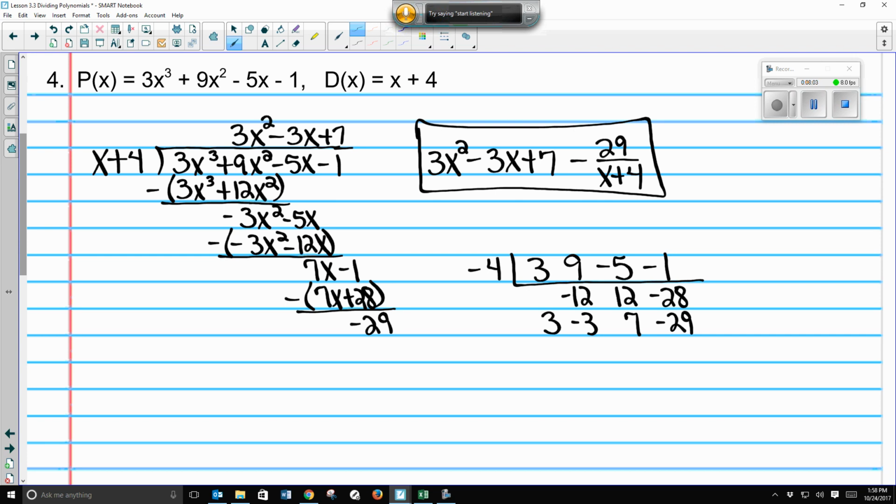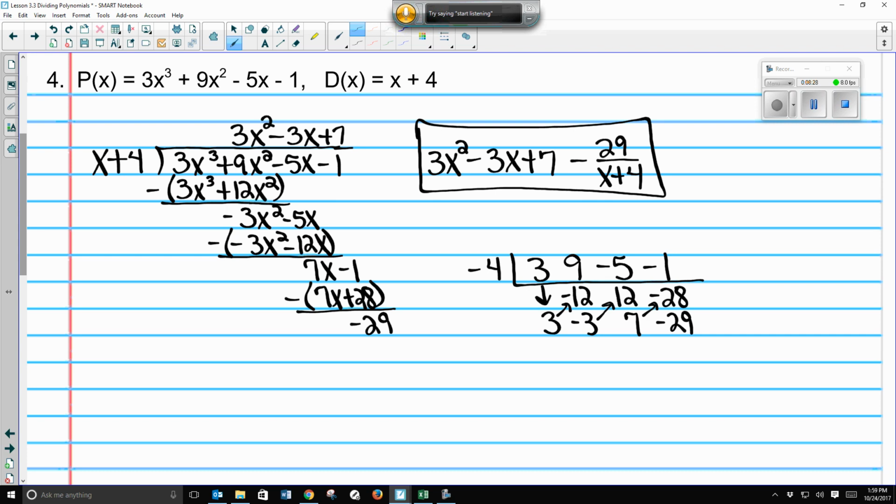I lost you? Okay. Bring down this number first. Then you multiply to get that number. Then you add. Then you multiply to get that number. Then you add. Then you multiply to get that number.